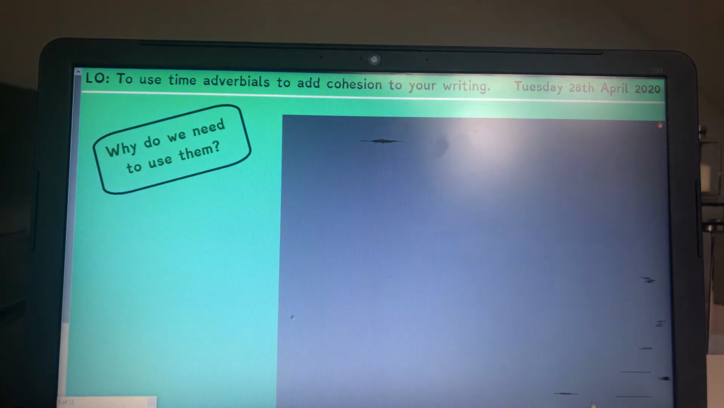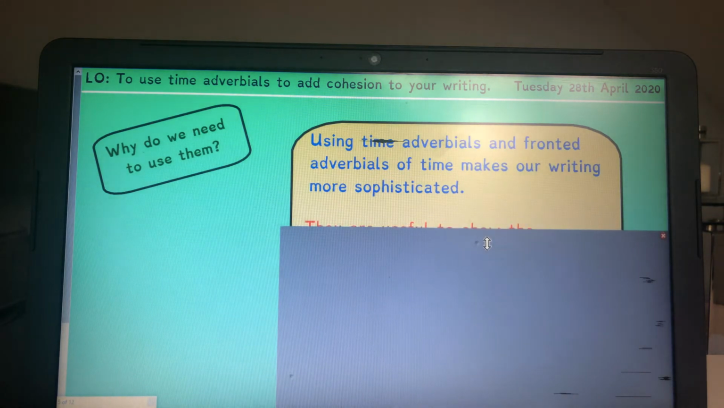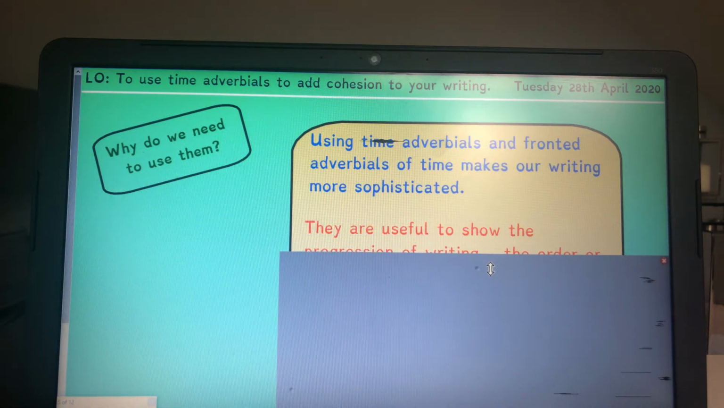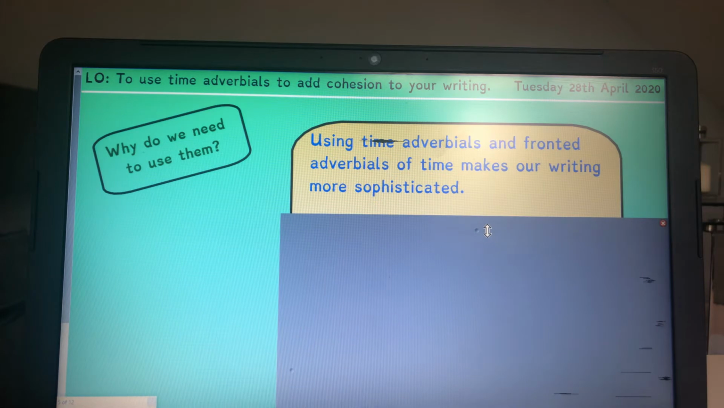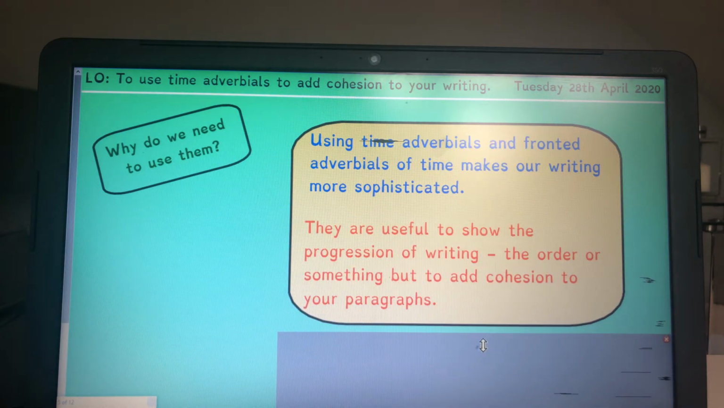So why do we need to use them? Why do we use time adverbials and fronted time adverbials? Using them makes our writing more sophisticated. It makes it higher level writing by adding in that extra detail. They are also useful to show your reader the progression of writing, the order something happened, and to add cohesion to your paragraphs, which means it blends, your writing links. So it's not just separate paragraphs and separate sentences, you're linking it together.